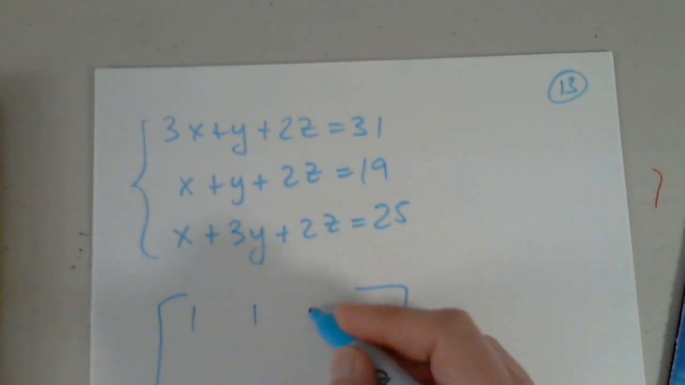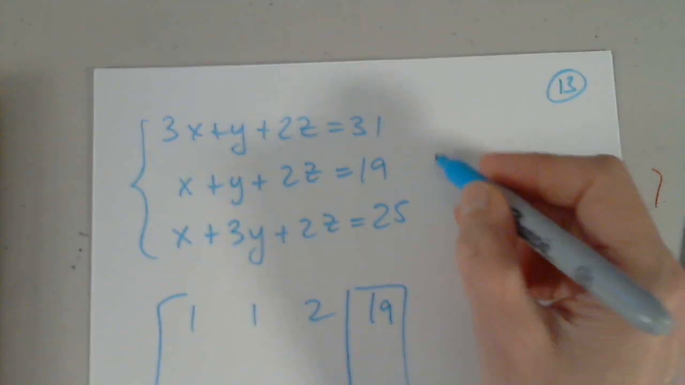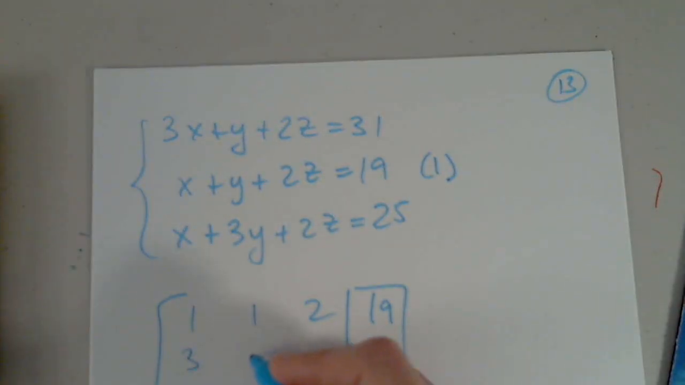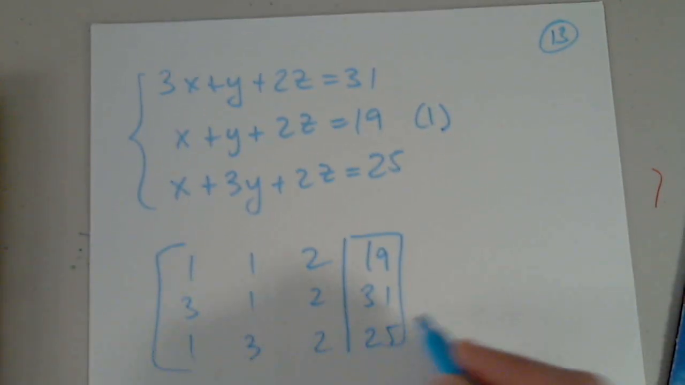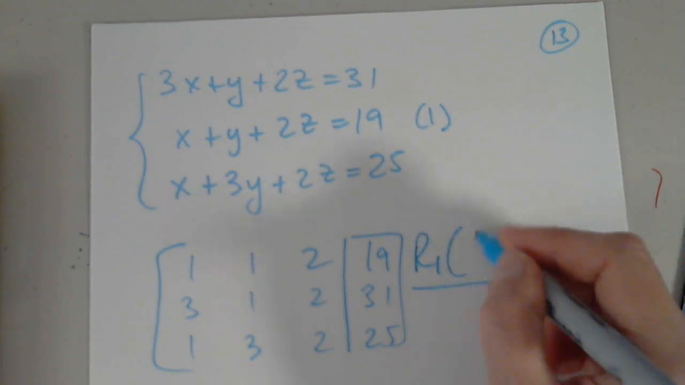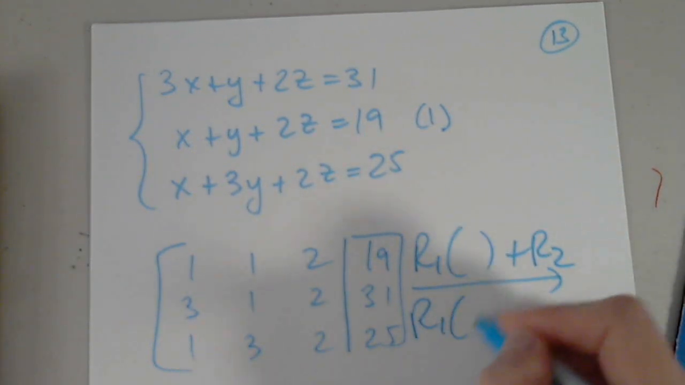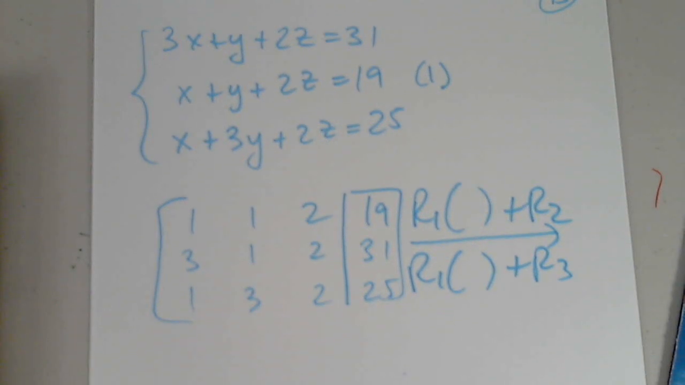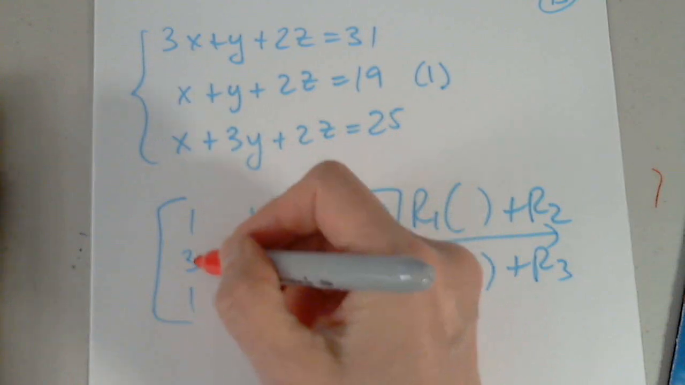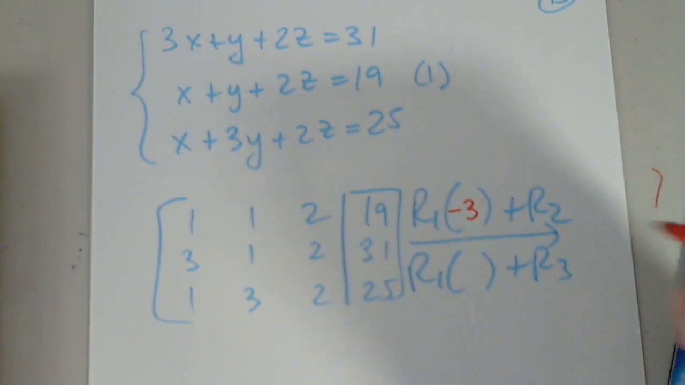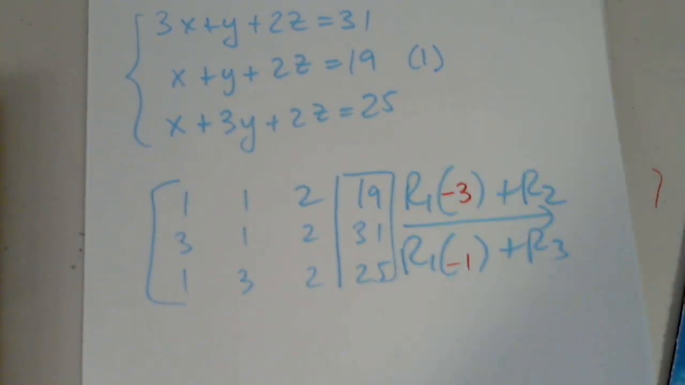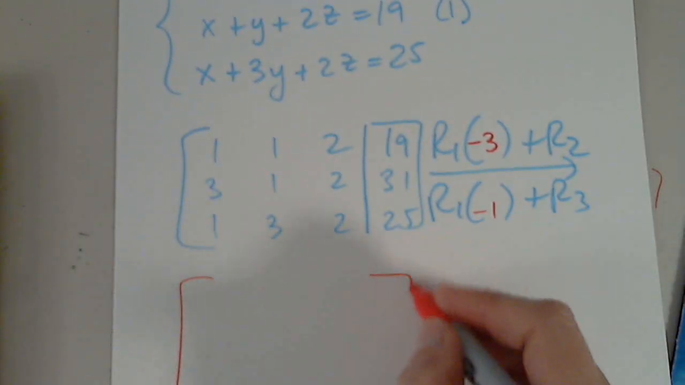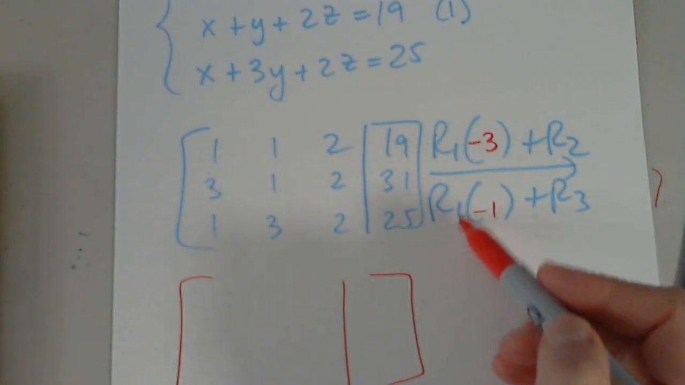So 1, 1, 2, 19. So this is my first. And then 3, 1, 2, 31. 1, 3, 2, 25. Of course, I have to use row 1 in the first step, always. Okay, so row 1 to eliminate this, it needs a -3. And row 1 to eliminate this, it needs a -1. I copy the row I'm using.